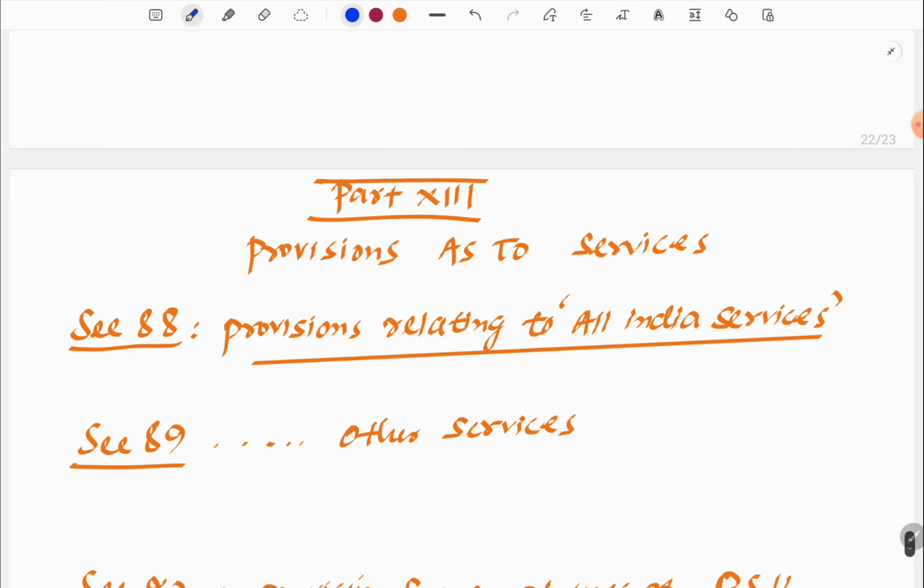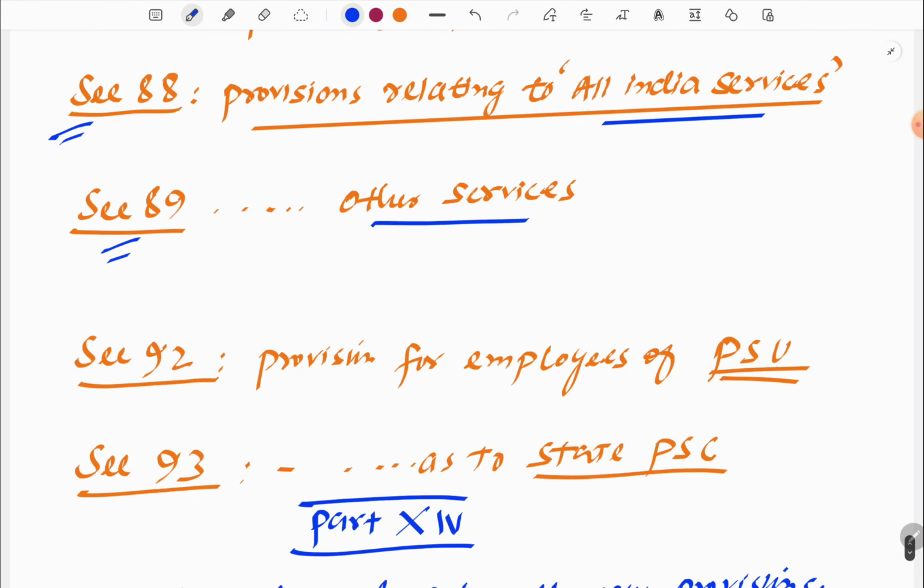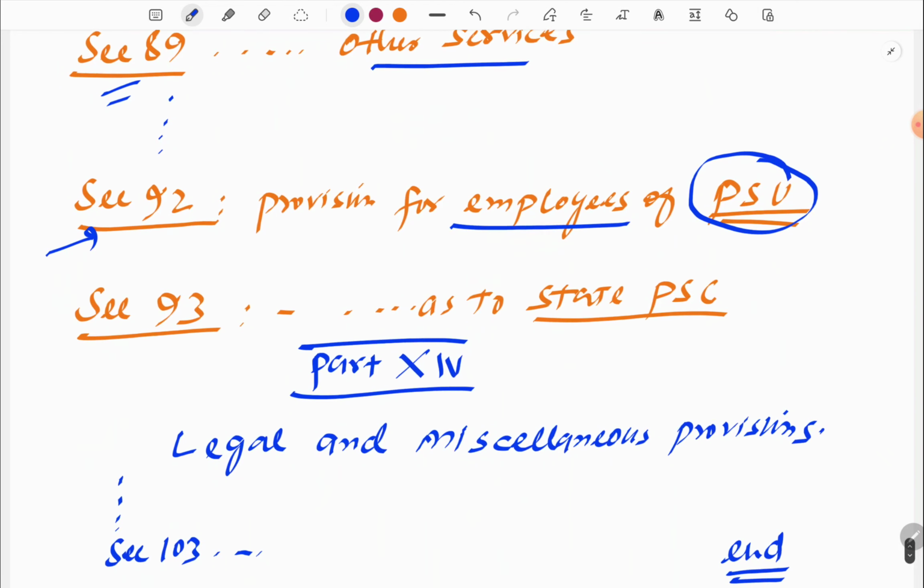Let's move to part 13, the provisions related to services. Section 88 deals with all India service provisions. Section 89 deals with other services, and the other sections which I have skipped in between are not that important. Let's jump up to section 92, which deals with the provisions for employees of public sector undertakings. Now moving to section 93, which deals with the provisions related to the State Public Service Commission. Very important, just remember it.